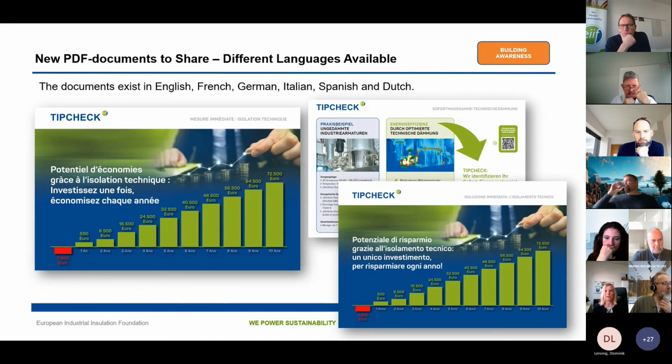This is actually a very nice example of how the EiiF community is very dynamic, and we actually work together with our members and our TipCheck engineers. So this is now available in 6 languages. Yes, I had to count and double check because we had the Dutch one just come in. And our members and engineers actually helped us translate these documents, and so we are really grateful for this.